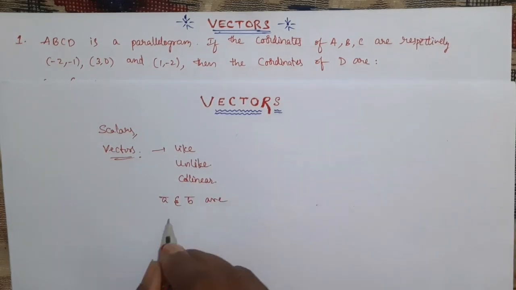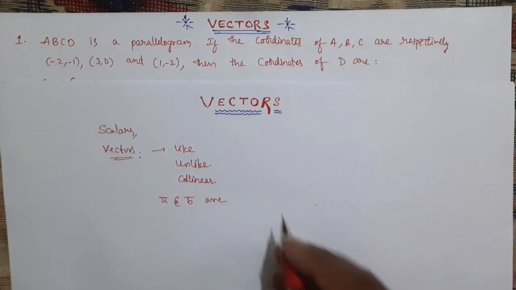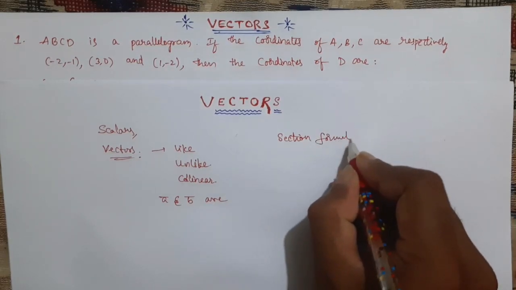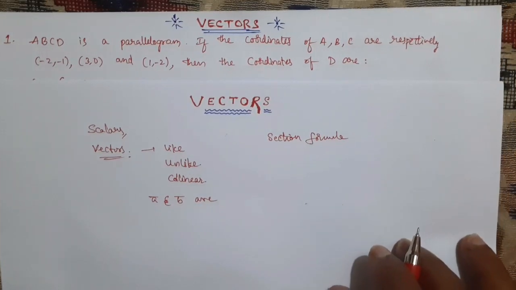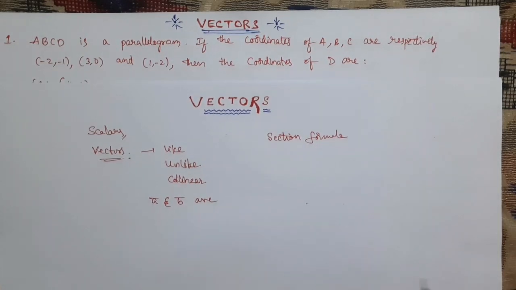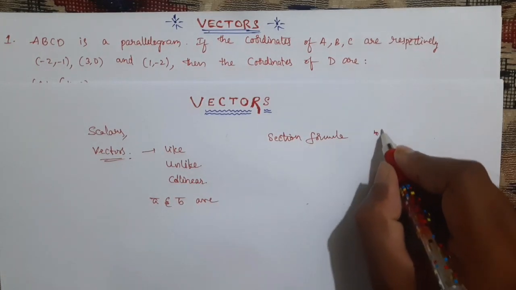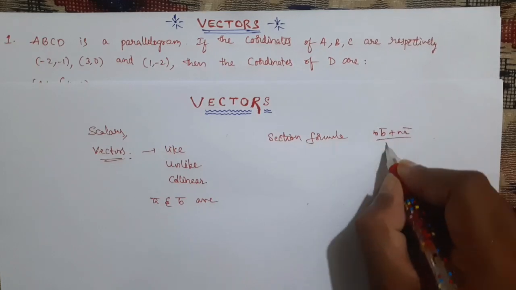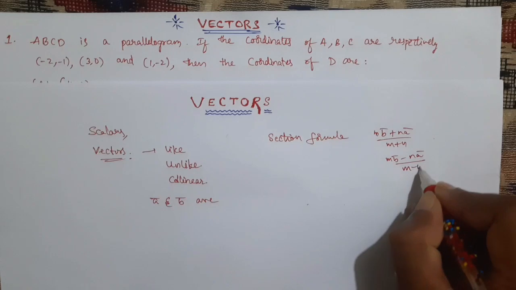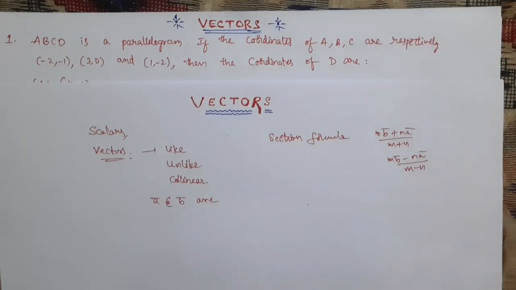Then the necessary conditions for the position vector of a point, and then the section formula. For the section formula there are two types: one is the point in between, and the other is external. So two cases will be there. One is (mb bar plus na bar) by (m plus n), and the other is (mb bar minus na bar) by (m minus n). When we will use each case, I will mention in the description.